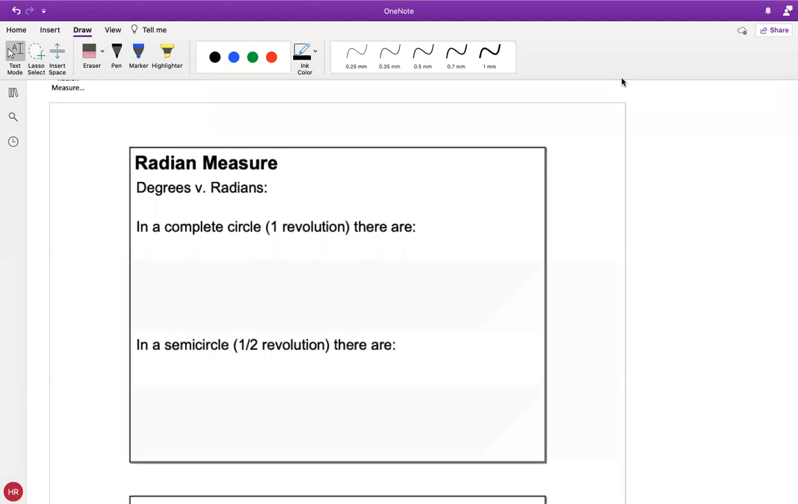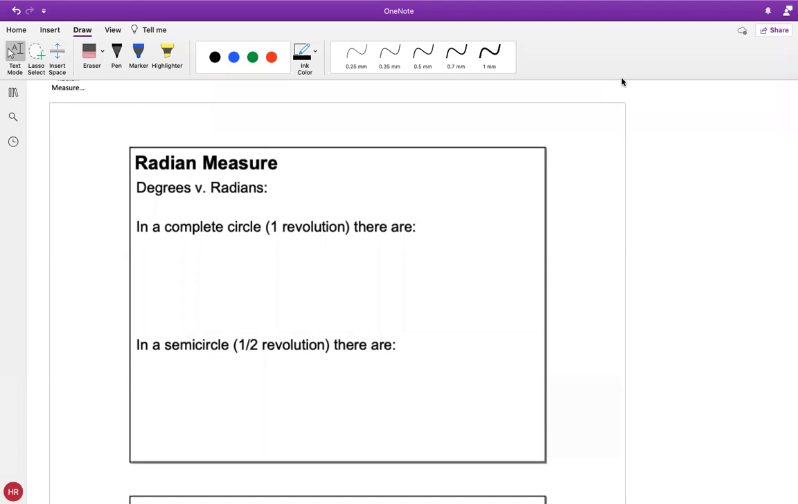This is really our last lesson, new thing for this unit, which is exciting because it's kind of a short unit. And this topic is called radian measure. Radians are basically another way to measure angle. The way that we're used to measuring angle is by using degrees.